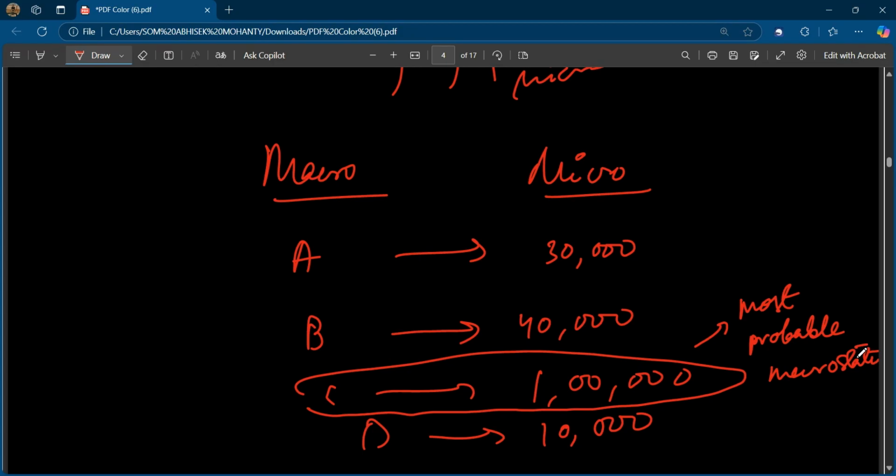So the most probable macro state will have the largest entropy. The equilibrium state has the largest entropy. See, the number is very high. Entropy is S equal to k ln omega, where omega is the number of microstates. So the microstate count is very high, and the entropy will be very high.